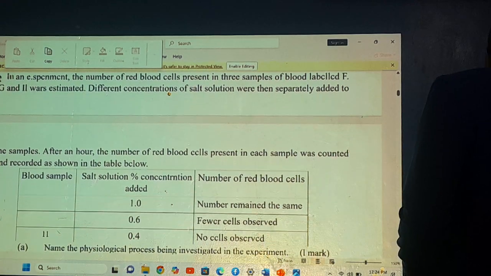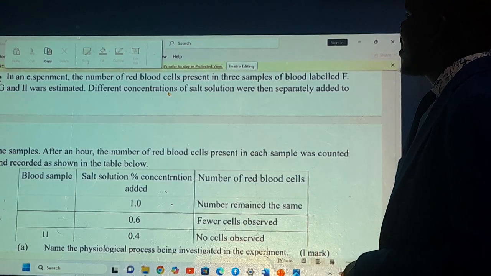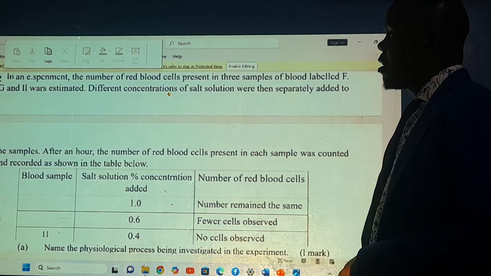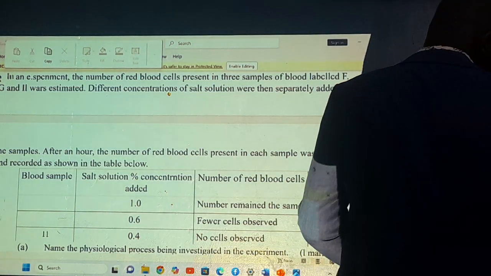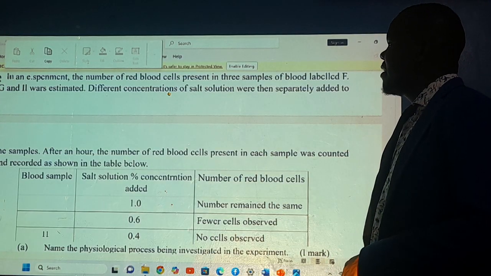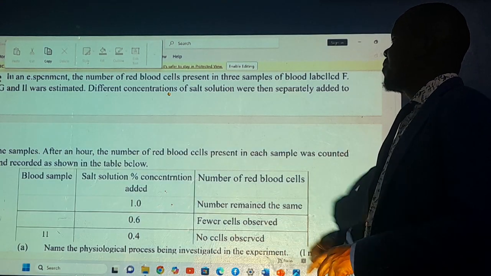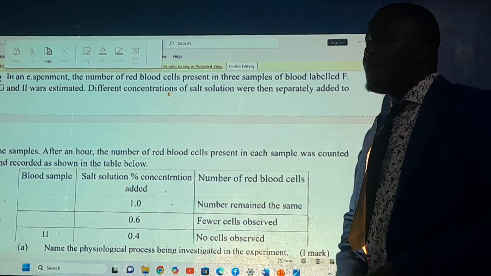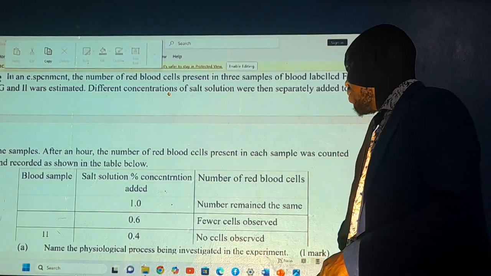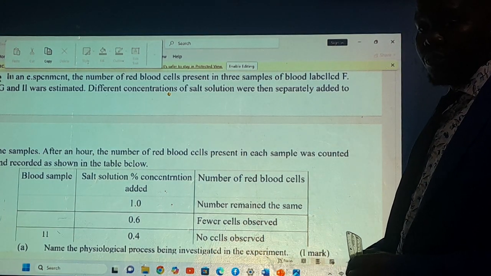Question 2. In an experiment, the number of red blood cells in the samples of blood labeled F, G and H was estimated. Different concentrations of salt solutions were then separately added to the samples. After 1 hour, the number of red blood cells present in each sample was counted and recorded as shown in the table.